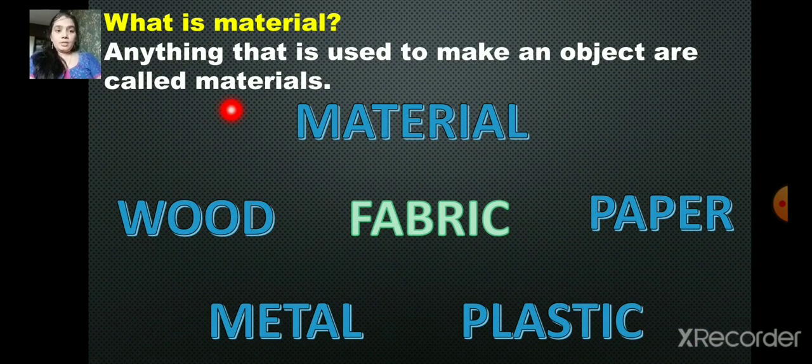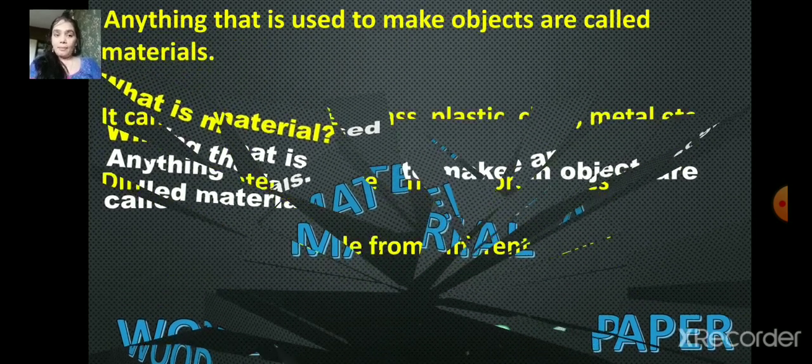So what is material? Anything that is used to make an object is called material. For example, a pen is made of plastic, a chair is made of wood, and any dress is made of fabrics. So we have different materials like wood, fabric, paper, plastic and metals.